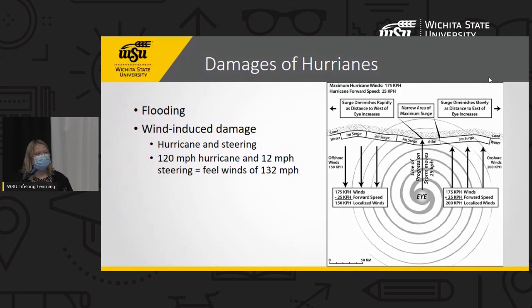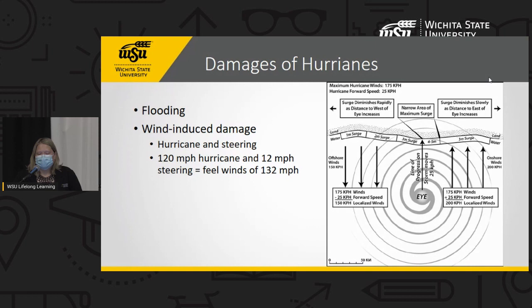So if you're standing in a hurricane's path and it's coming towards you, and it's 120 mile per hour hurricane winds, you're going to feel those winds, and then you're also going to feel the additional steering winds. And in this example, let's say that those are 12 miles an hour. So the wind speed that you're feeling is going to be 120 plus the 12. So you're actually going to be experiencing winds of 132 miles an hour.